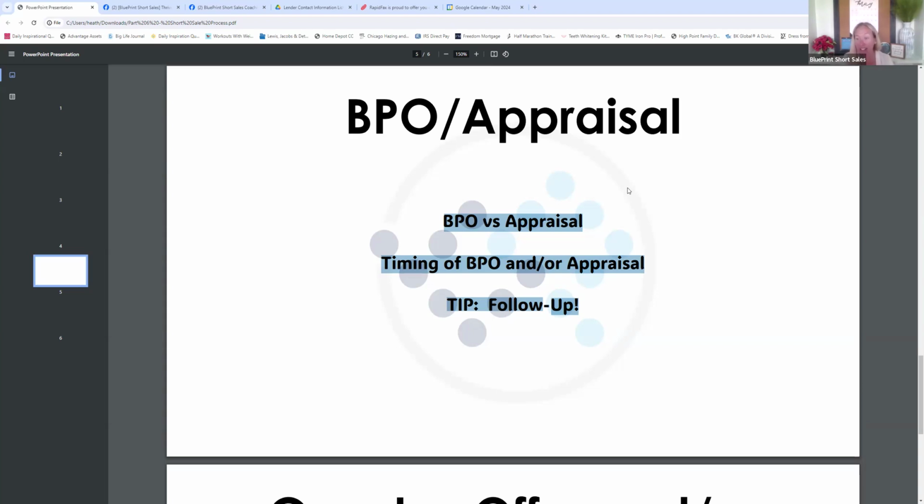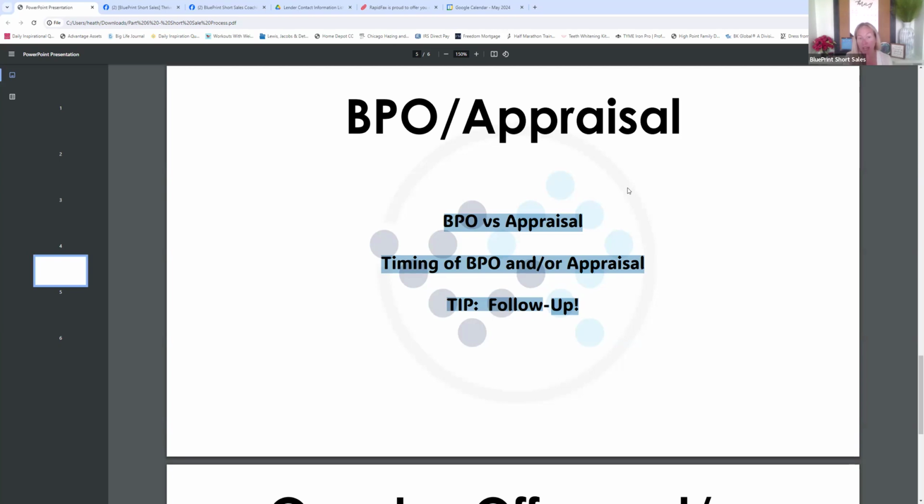What really matters is the value. What is the BPO value? What is the appraisal value? They base their counteroffer approval off of these values. Okay. So it is an opinion. We're brokers, it's a price opinion. So it's their opinion on the price.